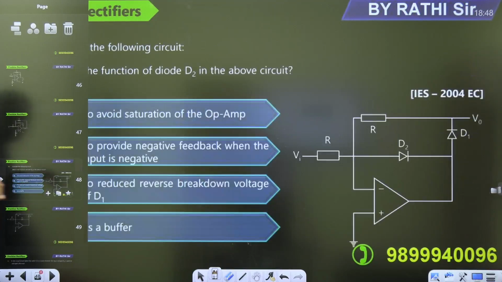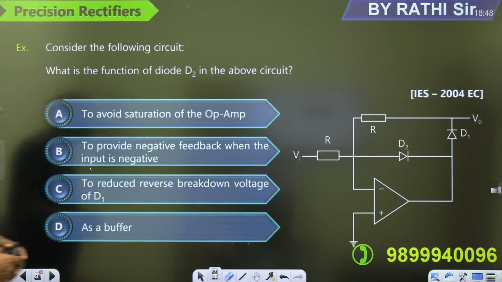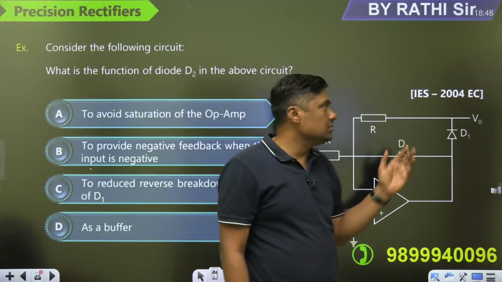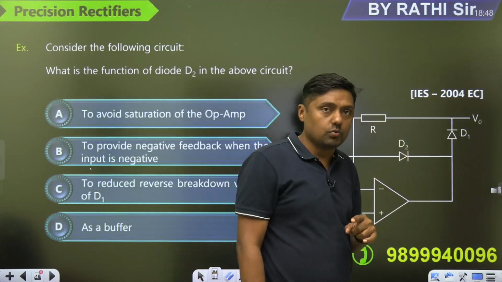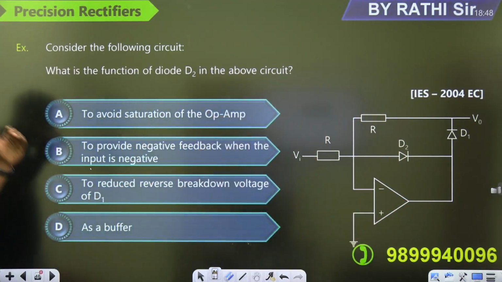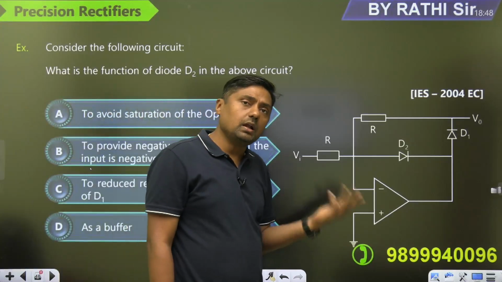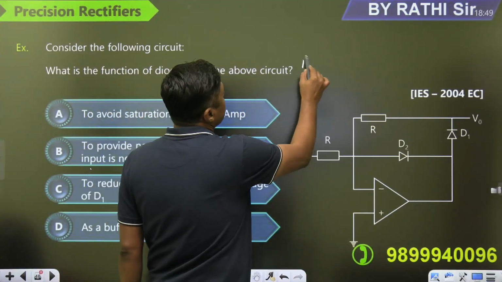Again, this is a very good question. It is an MCQ. Consider the following circuit. What is the function of diode D2 in the above circuit? In the engineering services exam, this is an objective question, MCQ, but you can make it MSQ also. But what is the best answer? You have to find the best answer. If it is MCQ, only one answer is correct. So please read all the points, read the theory, and then I will discuss. It is the third assignment.